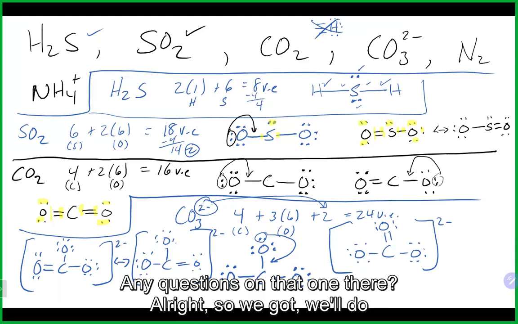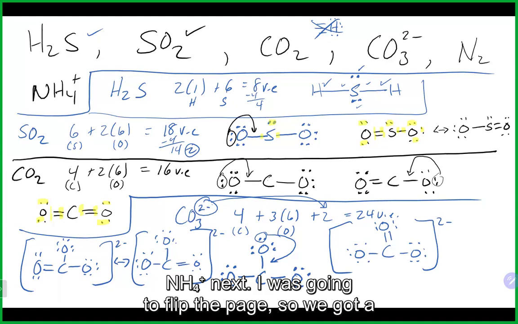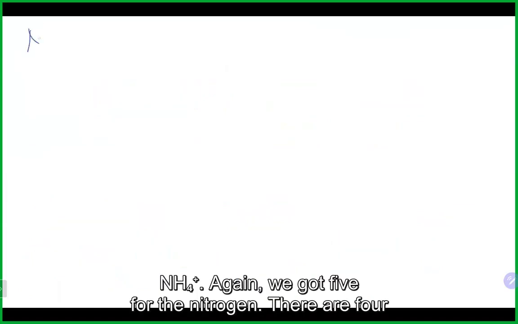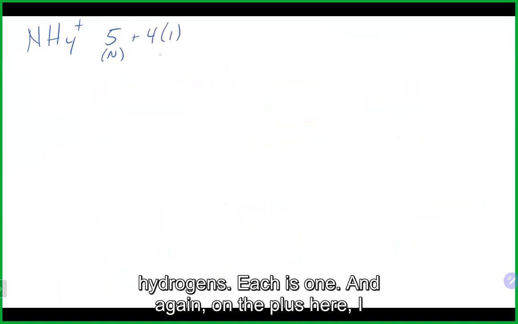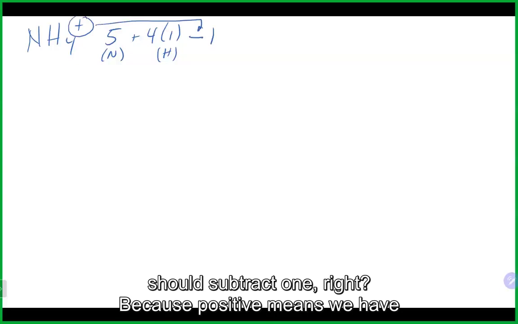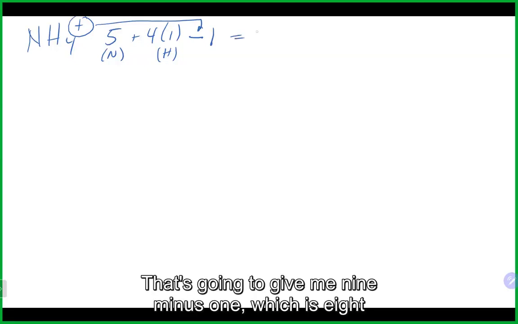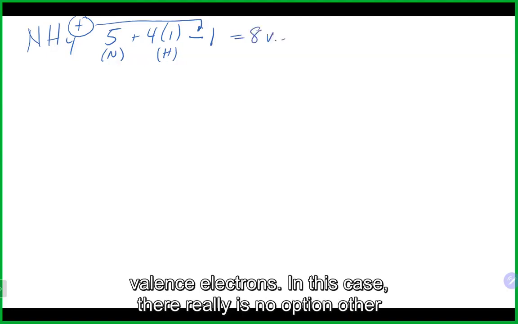All right, so we'll do NH4 plus next. I was going to flip the page, so we've got a little bit more to write on. There we go. So we'll go NH4 plus. Again, we've got 5 for the nitrogen. There are 4 hydrogens, each is 1. And again, on the plus here, I should subtract 1, right? Because positive means we have lost electrons. So we do need to subtract the electrons out. That's going to give me 9 minus 1, which is 8 valence electrons.